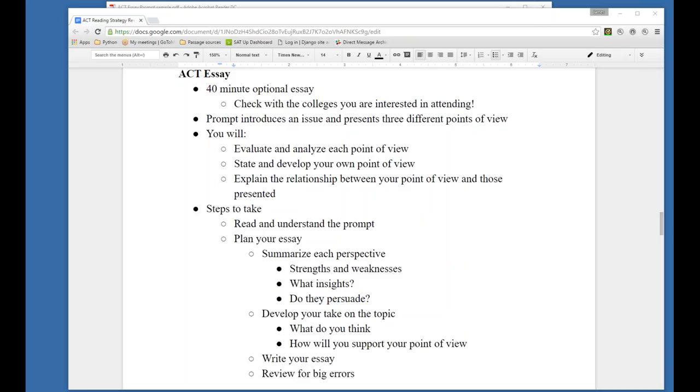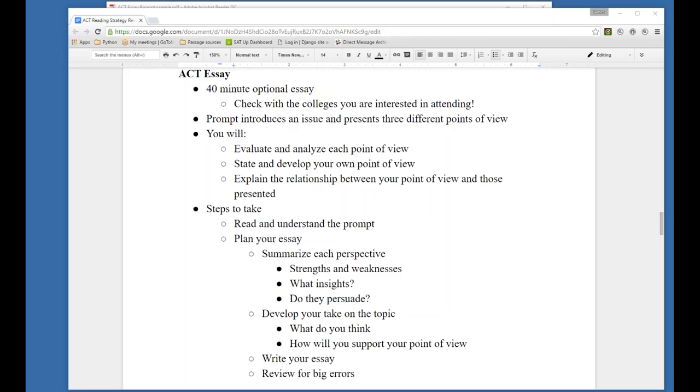You're going to want to say perspective number one does this, and perspective two this, and perspective three this. We're going to look at a couple of examples. So that's signposting. Tell the reader what you're going to say.